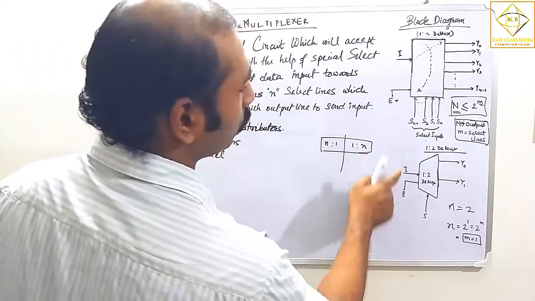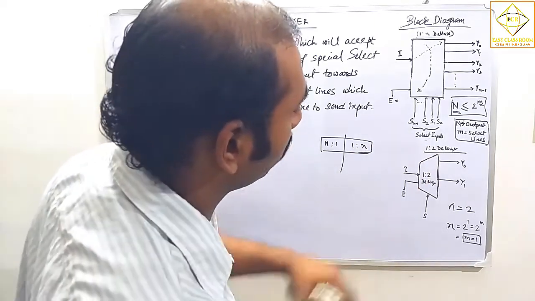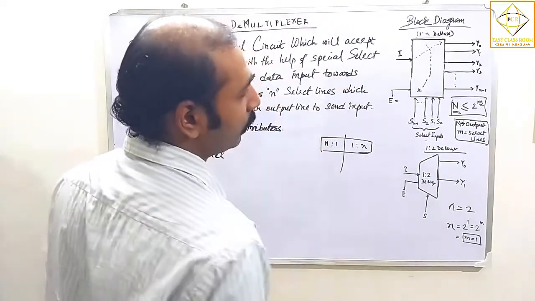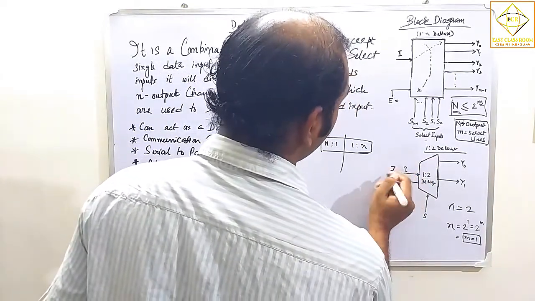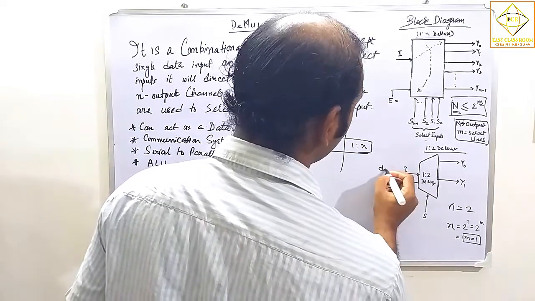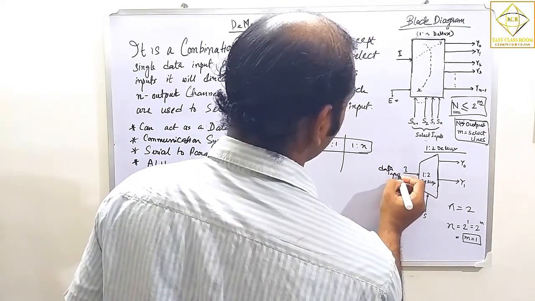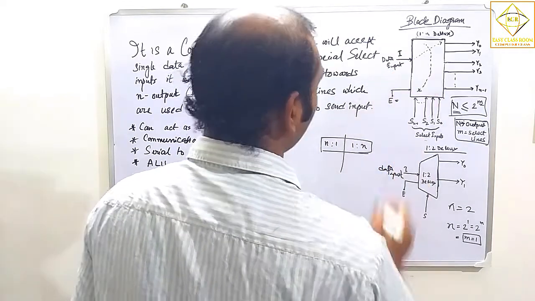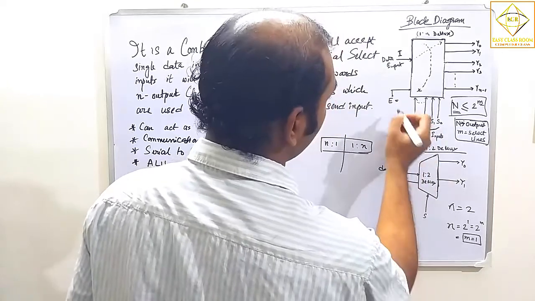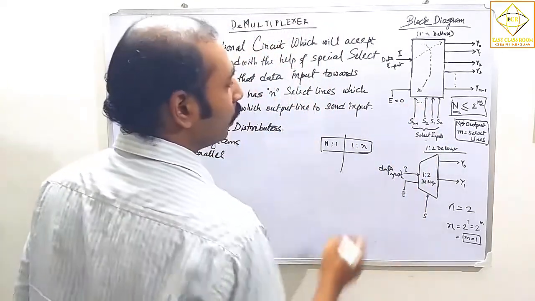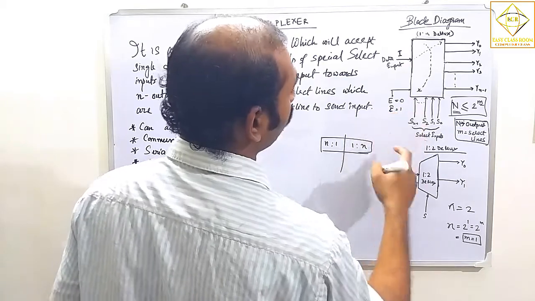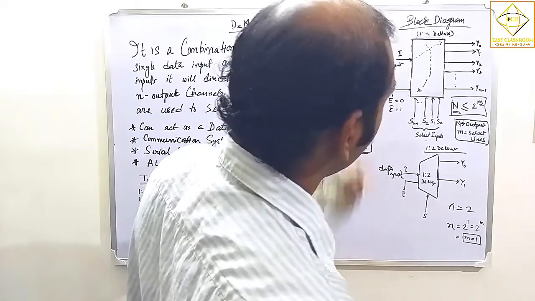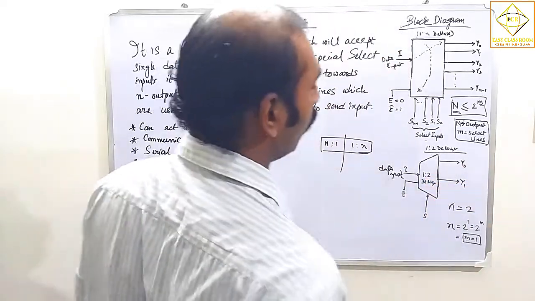So here is the 1 is to 2 Demux, where this signal is the input. We can write this as data input, for example. Here also data input. And there is an enable E, where if E is 0, the circuit will not work. When E is 1, the circuit will definitely work and give the necessary output. And it will produce these 2 output lines.